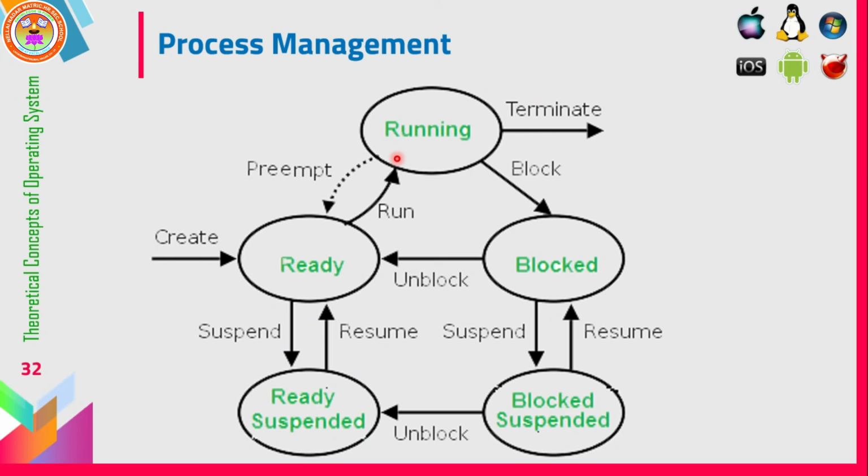So this is a diagrammatic representation of process management. See, right from the beginning, first you create an application or a job, and automatically it will be ready to execute. Once you create the job, it will run. After the running process, it will go to terminate. Or if you want to block the particular process, it will be blocked. If you want to unblock, that is also possible, or if you want to suspend the blocked process, that is also possible.